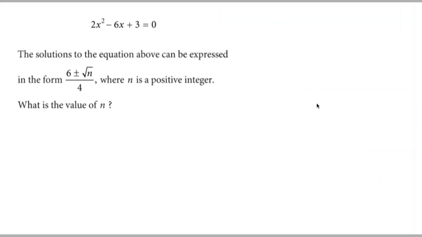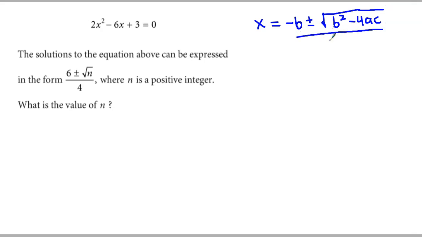We have been given the quadratic equation and they want us to express it in the form of 6 plus or minus square root of n, all over 4. And then they want us to find the value of n. So immediately you see the square root, what has to come into your mind is the quadratic formula, which is x equals negative b plus or minus square root of b squared minus 4ac, all over 2a.